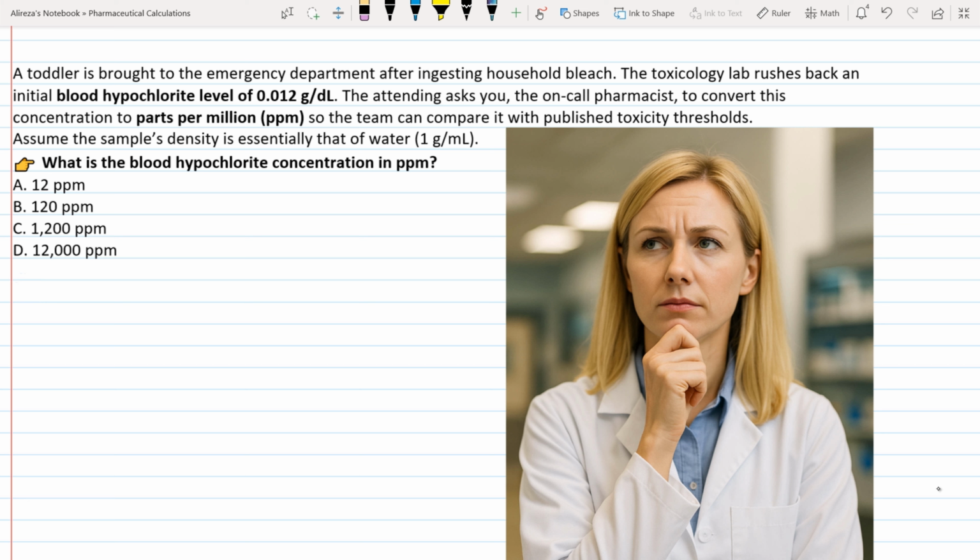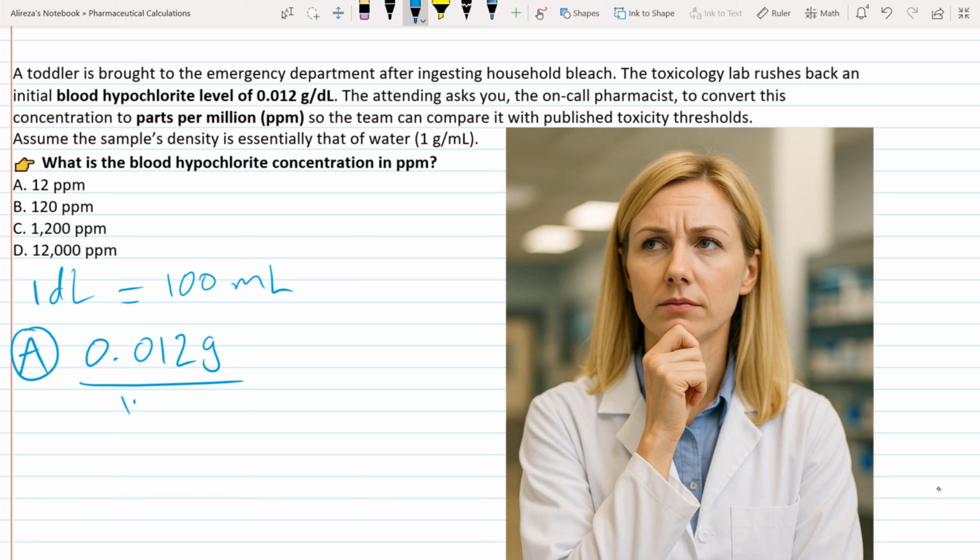There are different ways to do this problem. First of all, we have to remember that 1 deciliter equals 100 ml. So this is important to keep in mind. Now let's consider a couple of ways to do this problem. The first way is essentially to say that this is 0.012 grams per deciliter, which is 100 ml. So we're going to keep everything in ml when we consider parts per million.